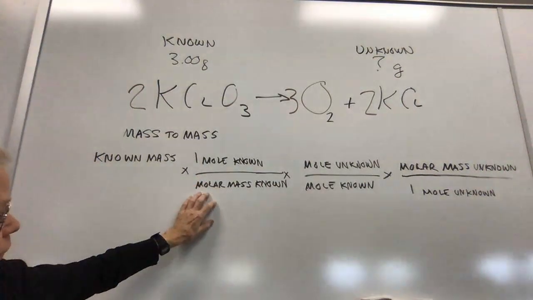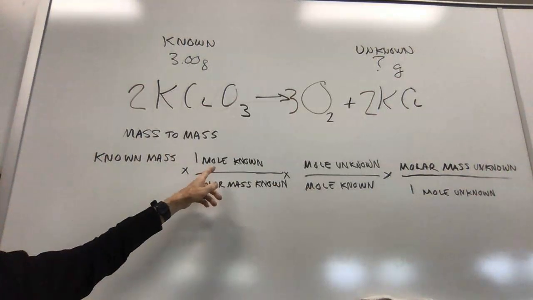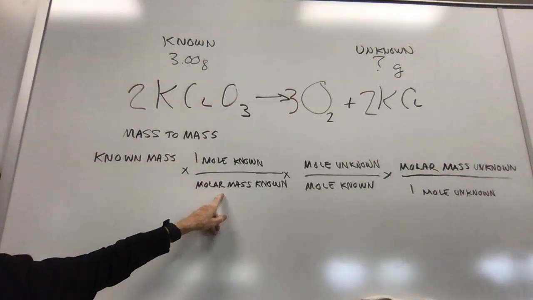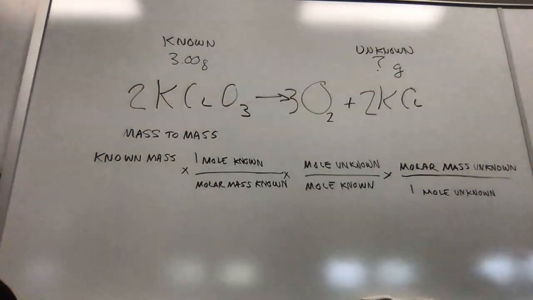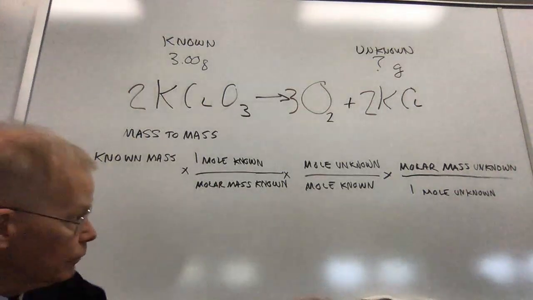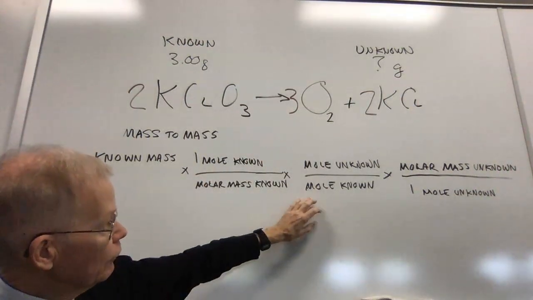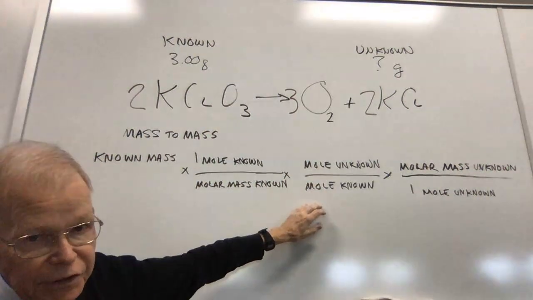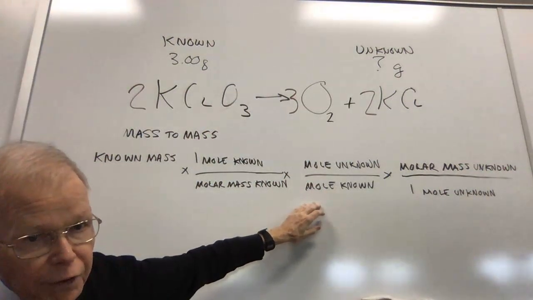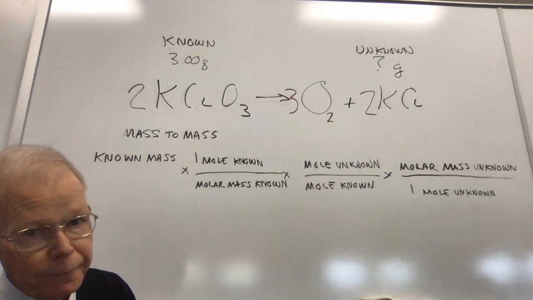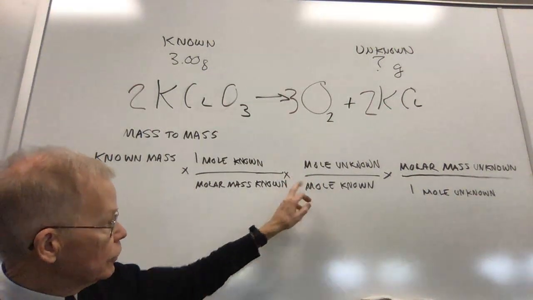Then I convert this to a certain quantity of moles. So I have 1 mole of the known over the molar mass of the known. The second part that I need, I've got to go up to my chemical equation and look at my coefficients, to see how the mole quantities compare to one another. And I'll put numbers in here in just a moment.